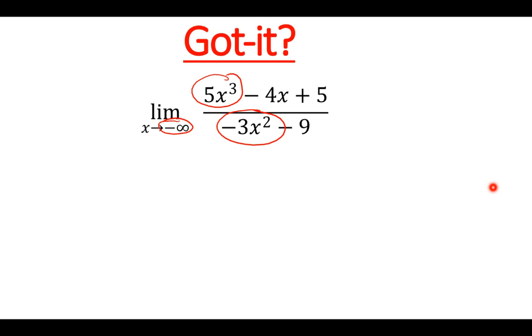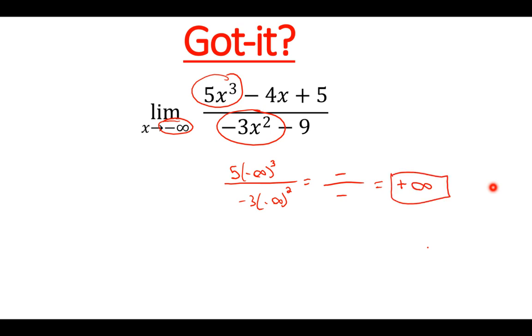Now, we're only asked to find the limit as x goes to negative infinity on this one. So make the substitution: 5 times negative infinity cubed over negative 3 times negative infinity squared. And just think about what the signs are going to be. On the top, we're going to cube a really big negative number and then multiply it by 5. So that's going to be a really big negative number. On the bottom, we're going to square that negative infinity, so it's going to become positive. But then we're going to multiply it by a negative 3, which means overall it's going to be negative. So a negative over negative is a positive. And we know that it's either going to be positive infinity or negative infinity. So since it's positive, it's got to be positive infinity.